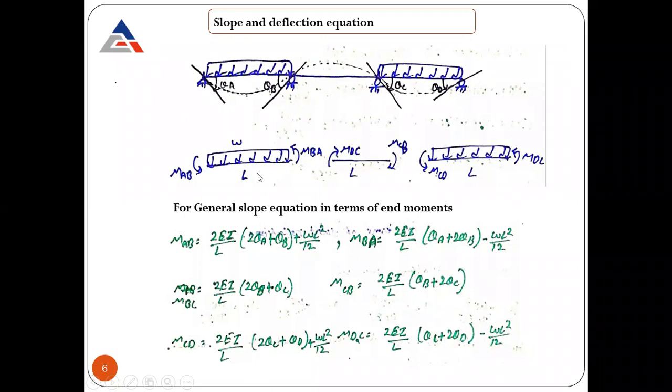In the case of UDL, this value comes. If it is a point load, in that case WL by 8 will be the value. Otherwise, there are different other cases also that I will explain in the further lectures as we go with the flow. So this is the equation that we call the slope deflection equation.